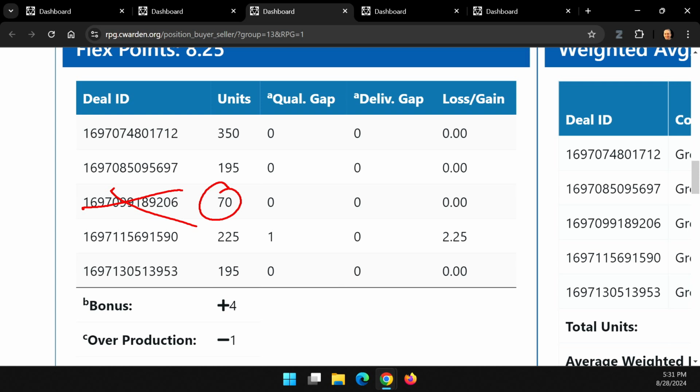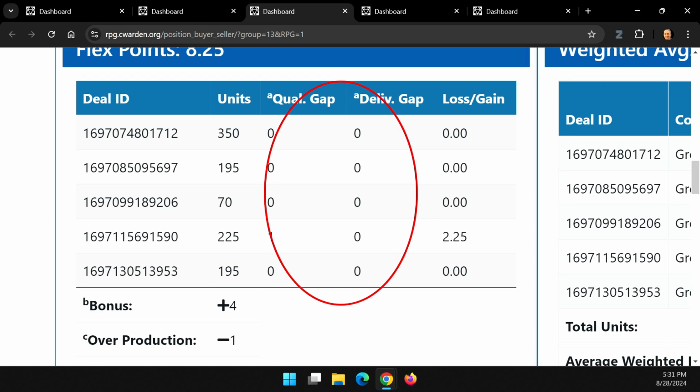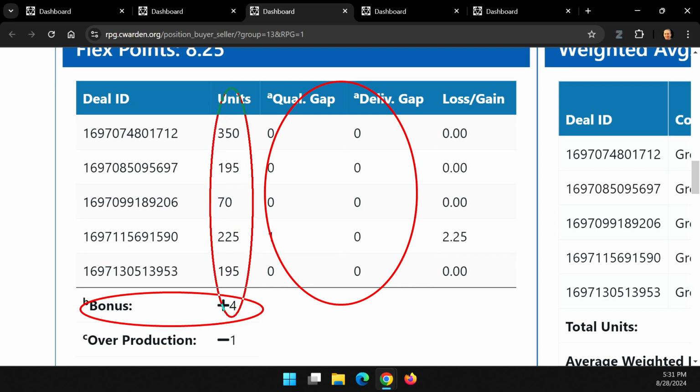Now, you can still make points here in the gap, right? So if they had a quality gap, this would be okay. And if they had a delivery gap, this would be okay. But they didn't. So that's separate. So there's two ways to make your points, right? Don't forget, two ways, not one way. One way is here, and then your bonus is another way. And the bonus is based on different groups and over your target number.